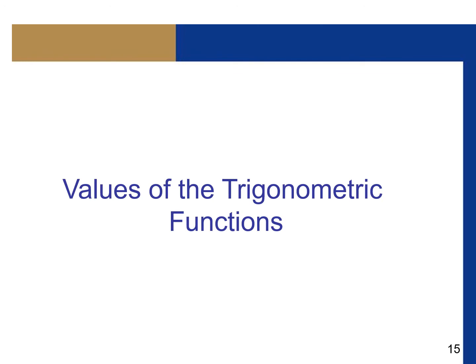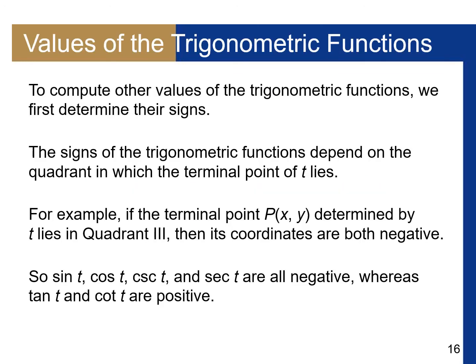So let's take a look at values of trig functions. Compute the other values of trig functions. We're going to determine their signs. Again, we need to know what quadrant they are in. So if you have a terminal point t that lies in quadrant 3, then the signs are both negative. So my sine, my cosecant, and my secant would all be negative, whereas tangent and cotangent would be positive because it would be a negative over a negative.